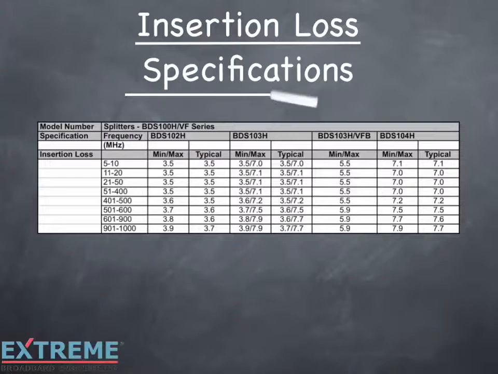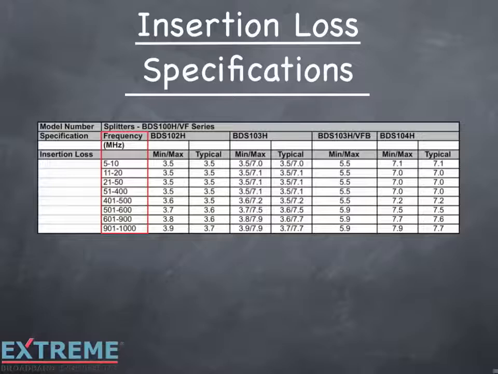Let's take a look at insertion loss specification sheets. Here we're showing a specification sheet for a broadband digital splitter series. This includes the two-way, three-way, three-way balanced, and four-way splitters. On the left side is a column labeled frequency. Here we break the frequencies into 8 different bands, starting with 5 MHz, going up to 1 GHz.